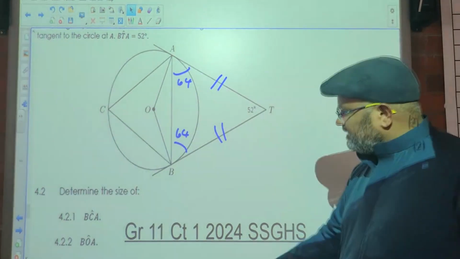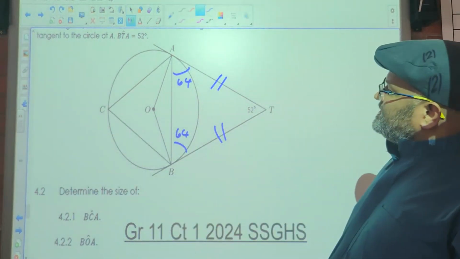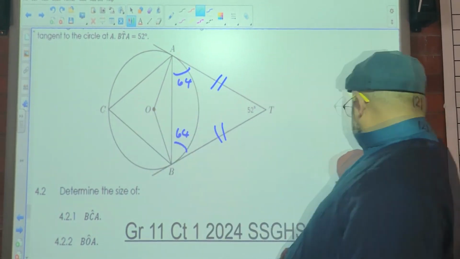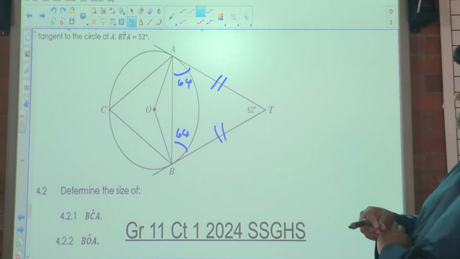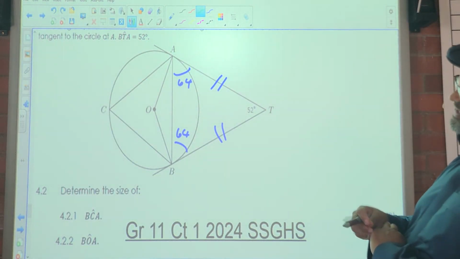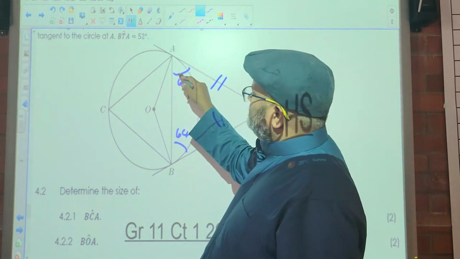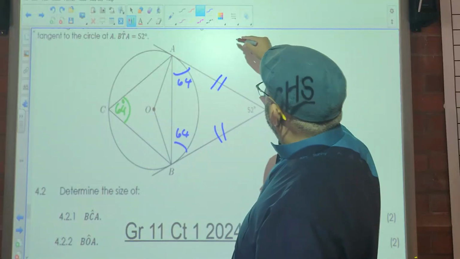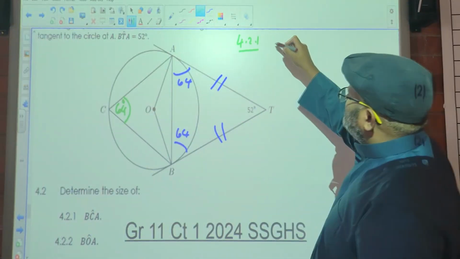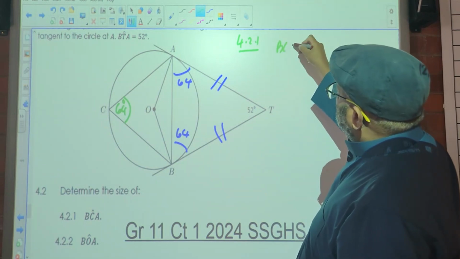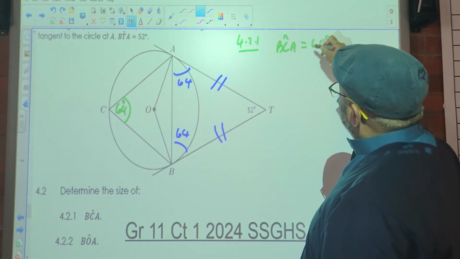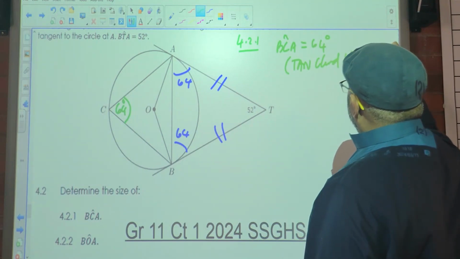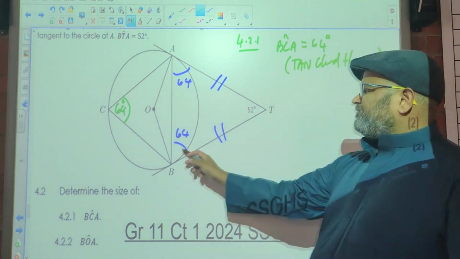Determine the size of BCA, for 2 marks. BCA. That's missing. There's a tangent. So angle C is 64. Why? Tan-chord theorem. Or you could have come from here as well, it's the same thing.